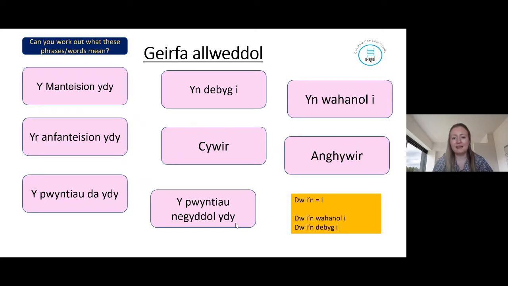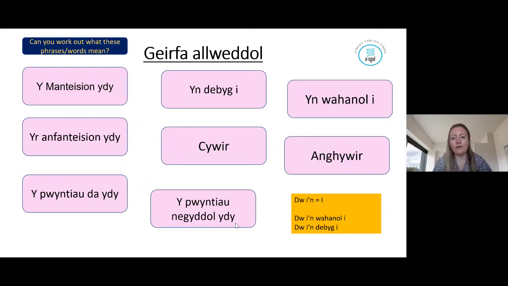Then we've got yn debyg i. Now that should be one you're quite familiar with. Yn debyg i, similar to. The i means to. Okay, so debyg i, similar to. And the opposite of debyg i is yn wahanol i, which is different to.